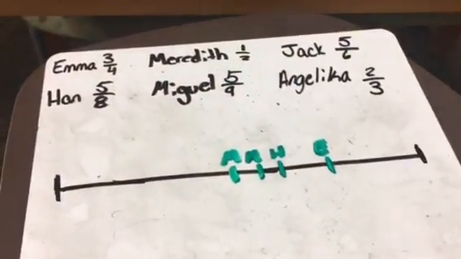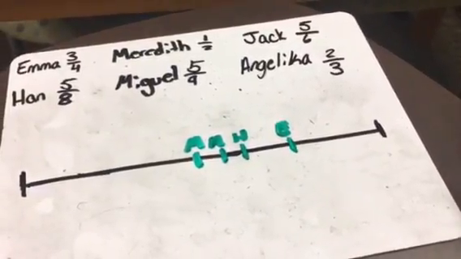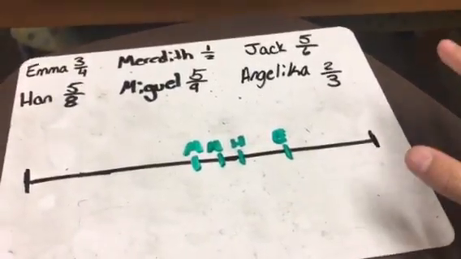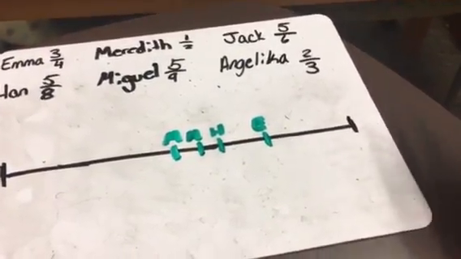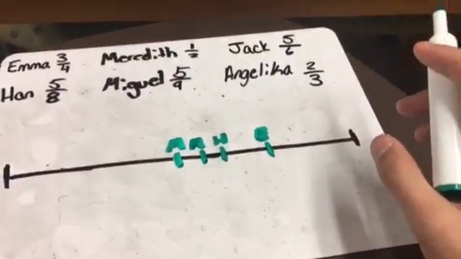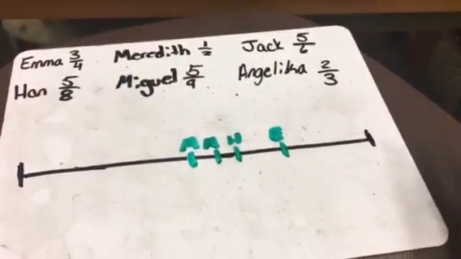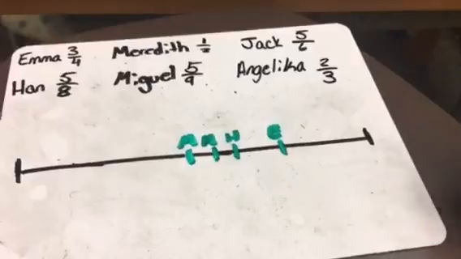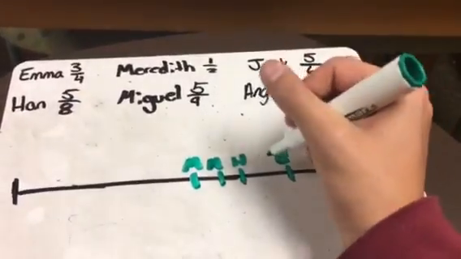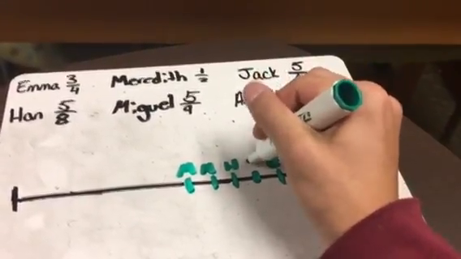And then the next person we can look at would be Angelica, who is 2/3. And we know that 2/3 is over 50%, but less than 3/4. And we know that 2/3 is over 5/8. If we figure out the math, we know it's going to be bigger than 5/9 because 6/9 would be 2/3. So then we would have to put Angelica right in between Han and Emma.